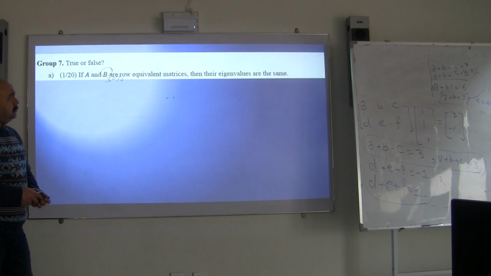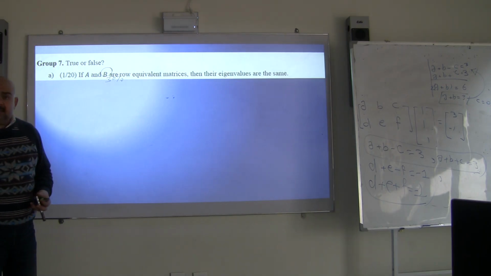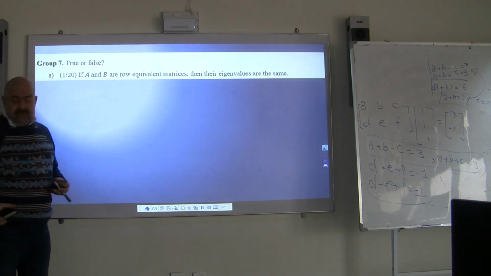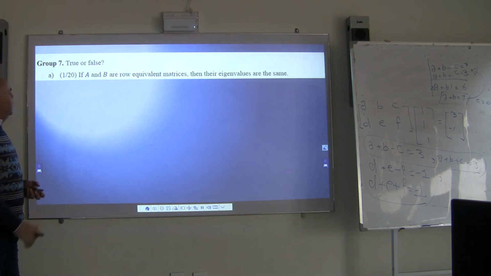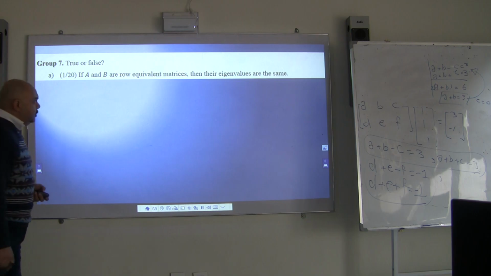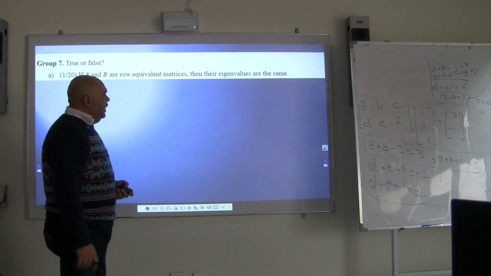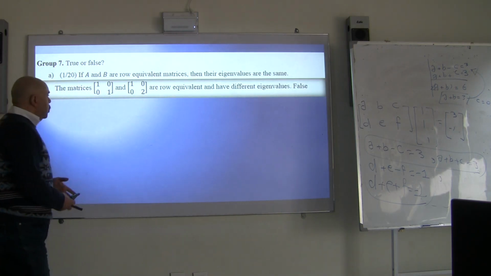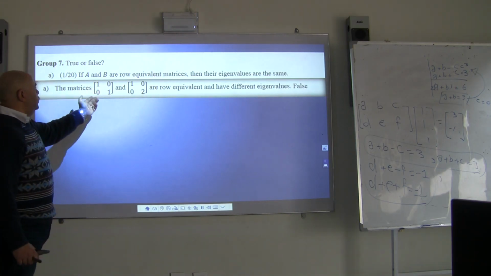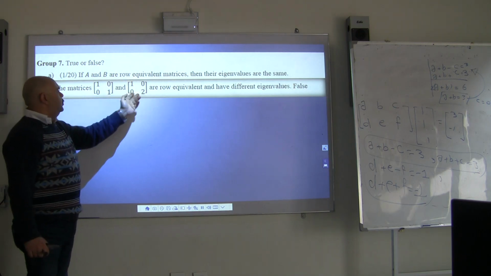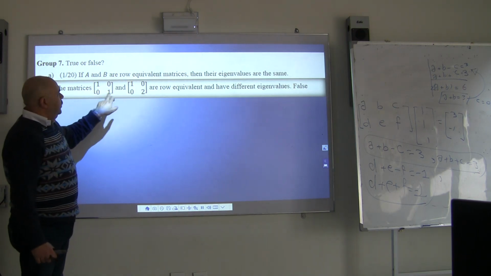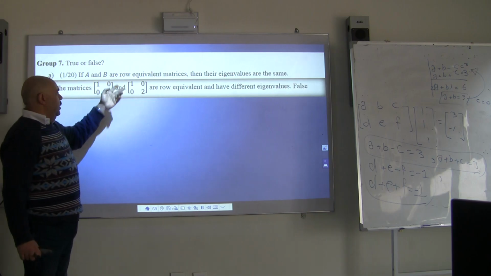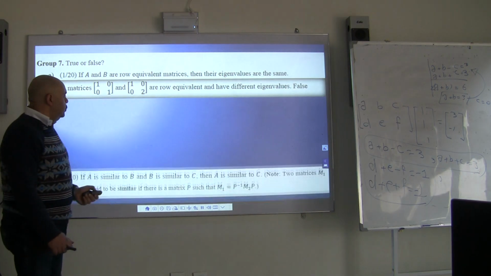Also, you have two questions as true or false. Let's go through them in order to finish this exam. He's telling you if A and B are row equivalent matrices, then their eigenvalues are the same. Nope, it's not correct, because simply if I have 1, 0, 0, 1, and 1, 0, 0, 2, if I multiply this row by 2, it will be row equivalent. And the eigenvalues here are 1, and the eigenvalues of the other one are 1 and 2.